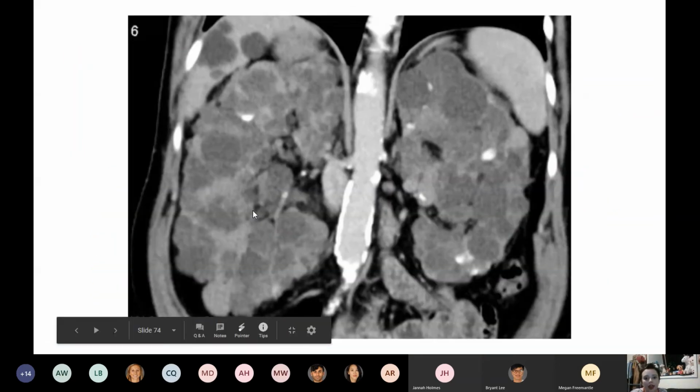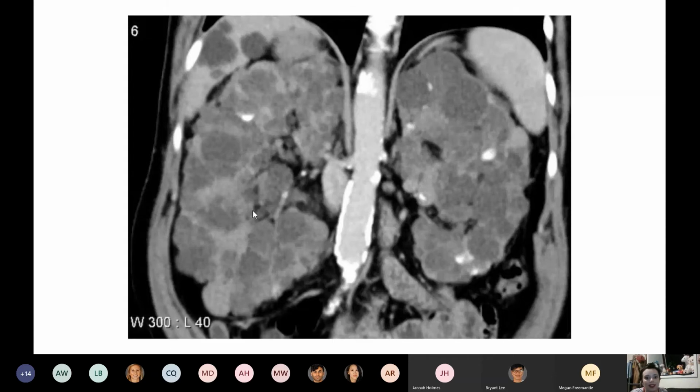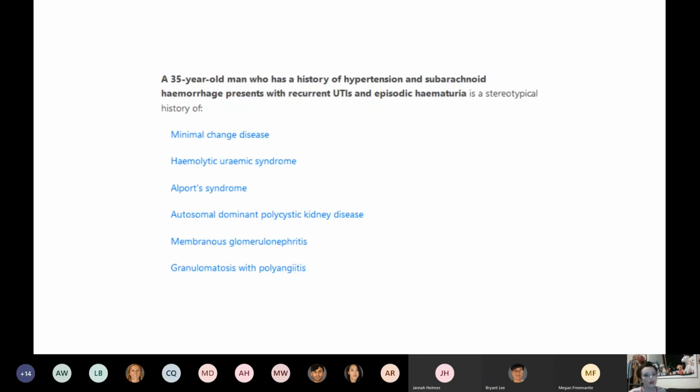So this is a nice little scan showing polycystic kidney disease. So that's one of the less common causes of CKD, but also one that is quite prevalent and is worth being aware of. So I've got another pot question here. A 35-year-old man who has a history of high blood pressure and subarachnoid hemorrhage presents with recurrent UTIs and episodic hematuria. So if you've covered the block, you might know the answer. If not, feel free to hazard a guess. What is this a stereotypical history of?